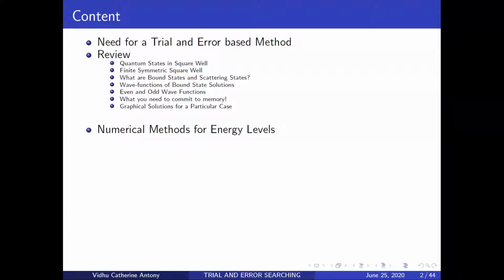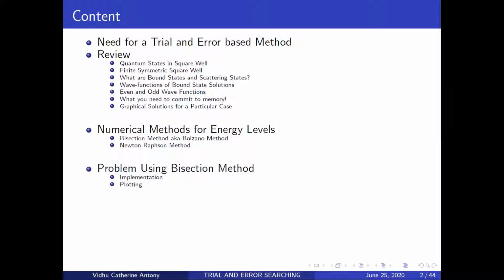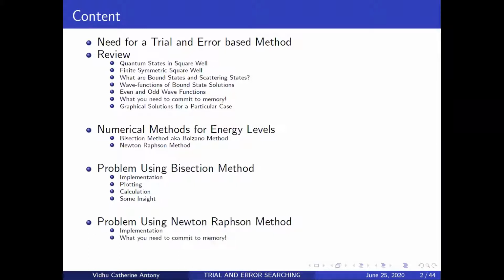Next, I'll be going on to numerical methods, your bisection or your Bolzano method and the Newton-Raphson method, and I'll be doing two problems. Same problem actually, but using the bisection method and the Newton-Raphson method. And I'll also be looking into the physical significance of the potential in the bisection method. And then I'll be looking at a trick to solve the derivative. Rather than actually computing the derivative, we can do a trick to solve the derivative for the function.